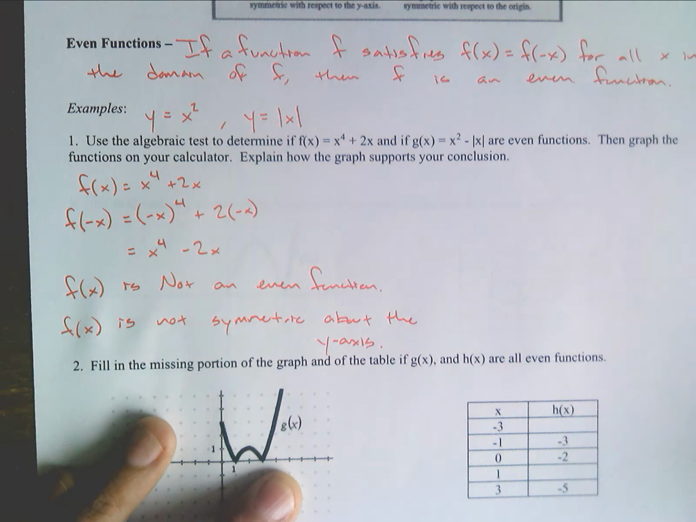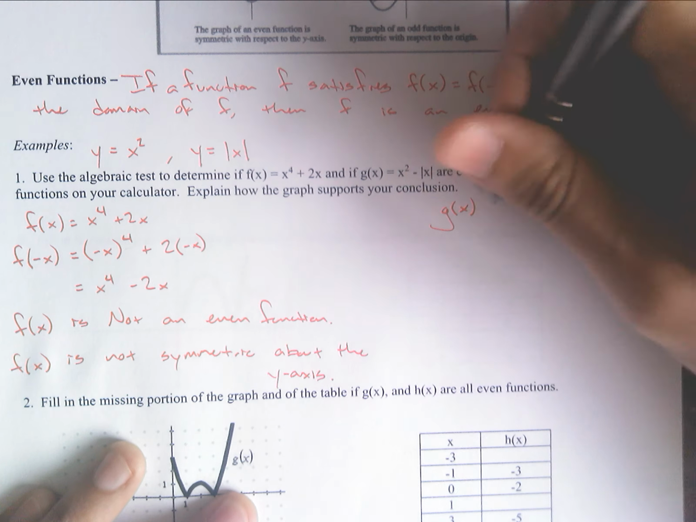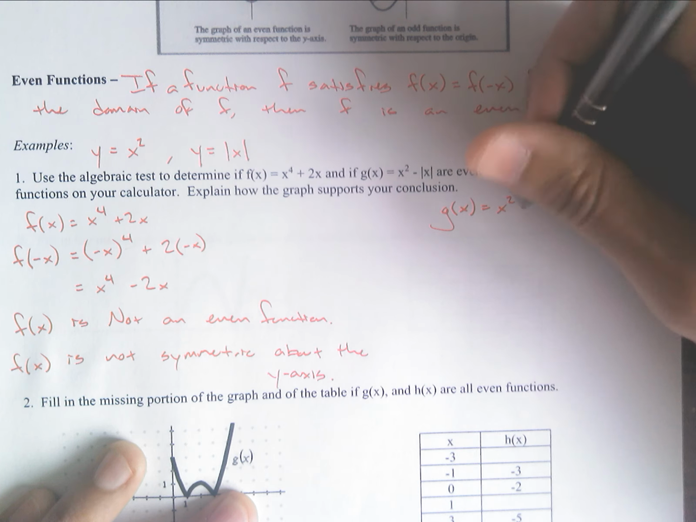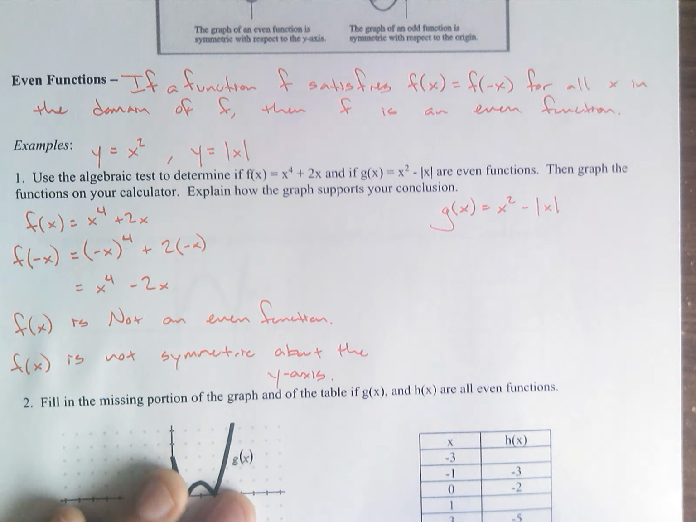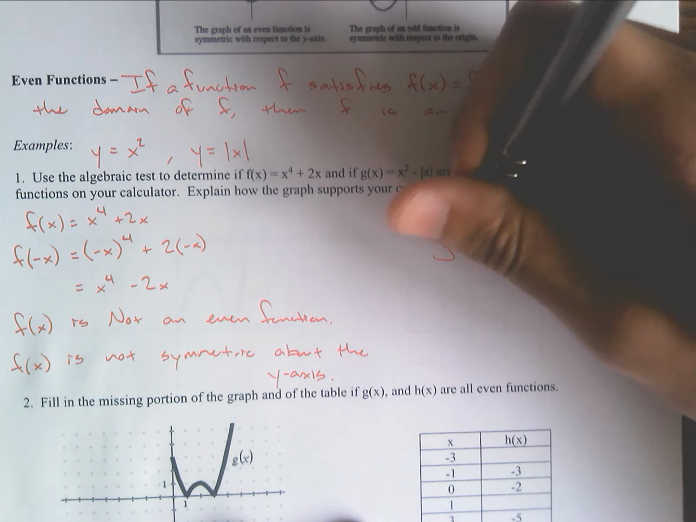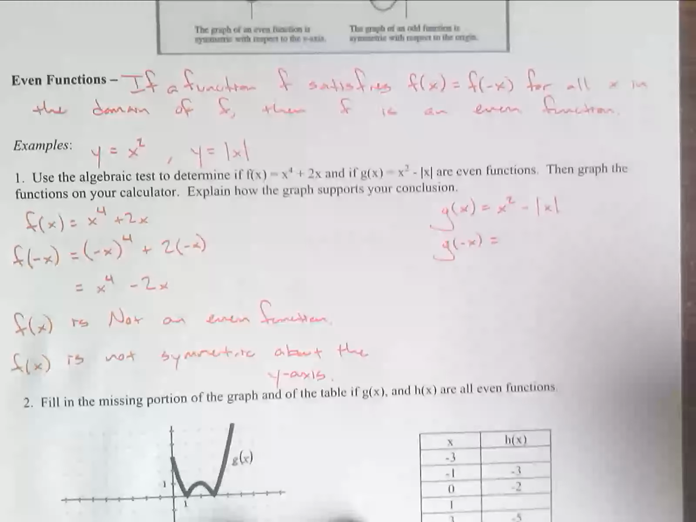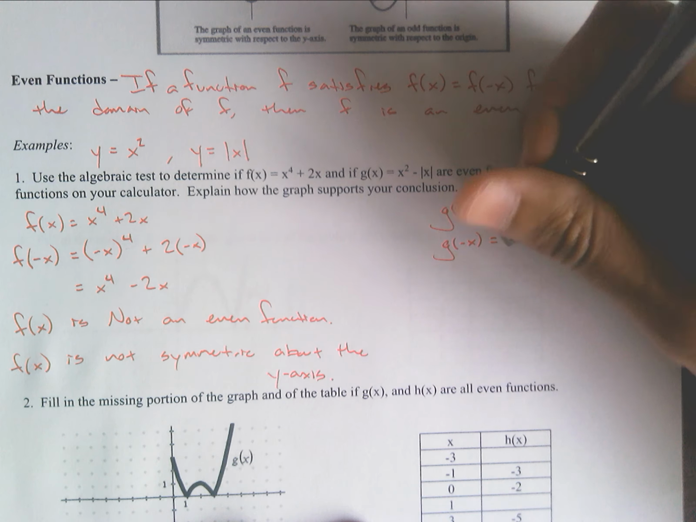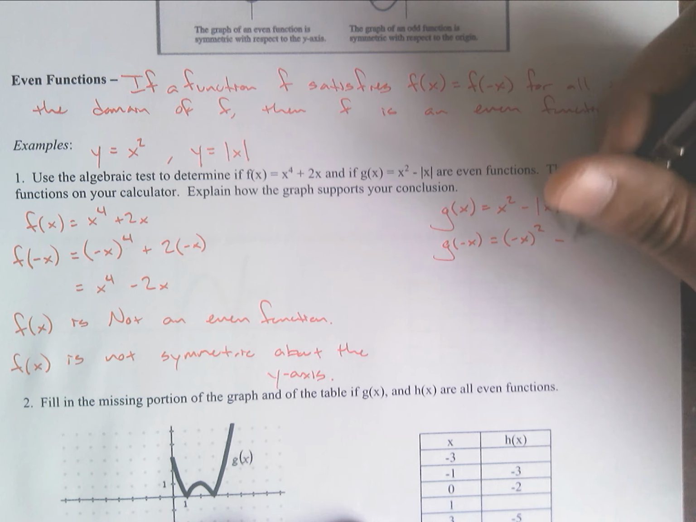Okay, let's take a look at g. So g of x is x squared minus the absolute value of x. Okay, so let's go ahead and find out what g of negative x is. So plugging in negative x, we have negative x squared minus the absolute value of negative x.